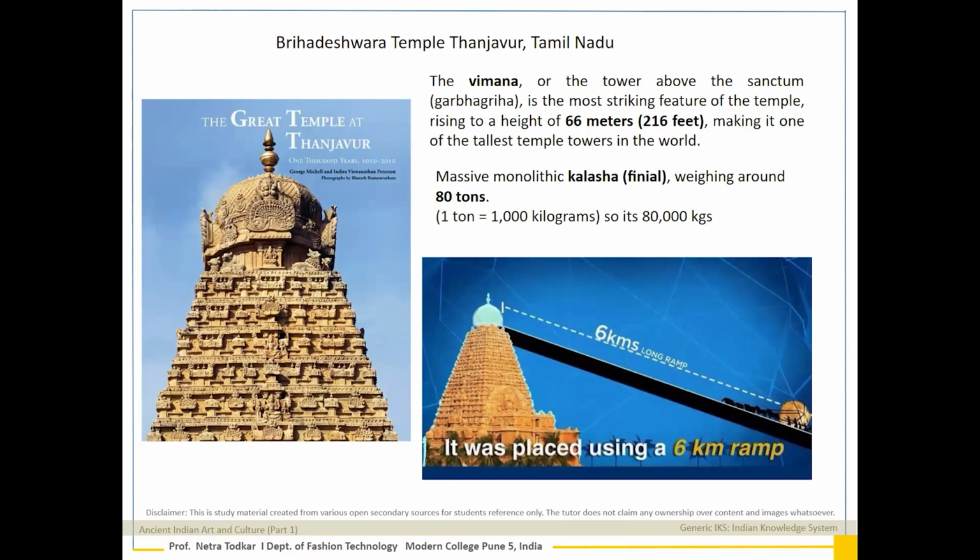one single stone. We wonder how this massive stone or massive Vimana was placed over the tower. It is assumed that a ramp of about 6 kilometers was made, and the massive Vimana was carried there using horses and elephants.